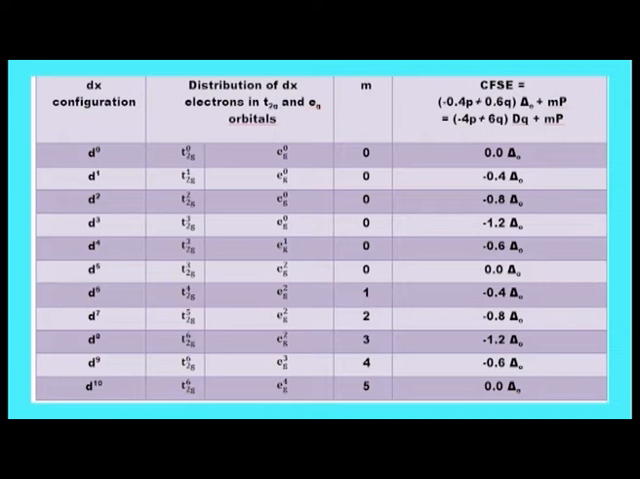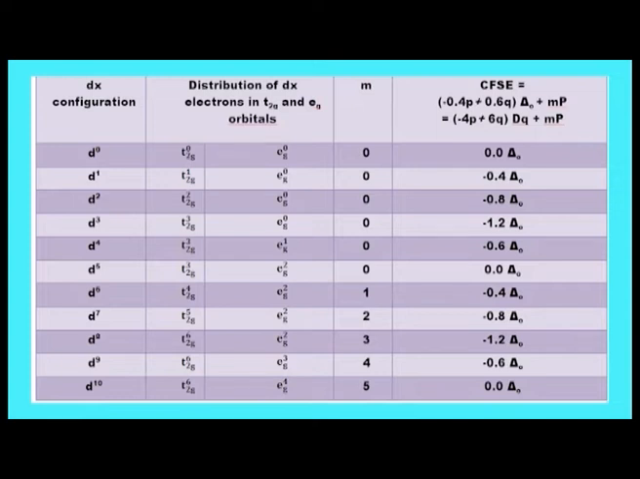In case of d4 arrangement, 3 electrons occupy the T2g set, which stabilizes the system by minus 0.4 into 3, equal to minus 1.2 delta O, and the fourth electron, which gets its occupancy in the Eg set of orbitals, destabilizes the system by plus 0.6 delta O. As a whole, the CFSE value will be minus 1.2 delta O plus 0.6 delta O, that will become minus 0.6 delta O.